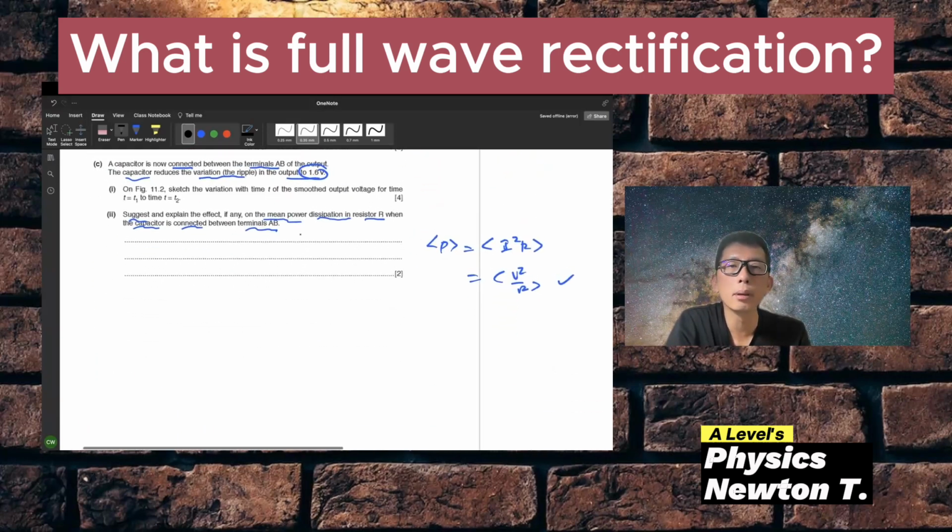Since the mean potential difference is increased, the mean power will increase. So mean power will increase. By using this formula, you'll be able to answer this question. Okay, that's all for today.